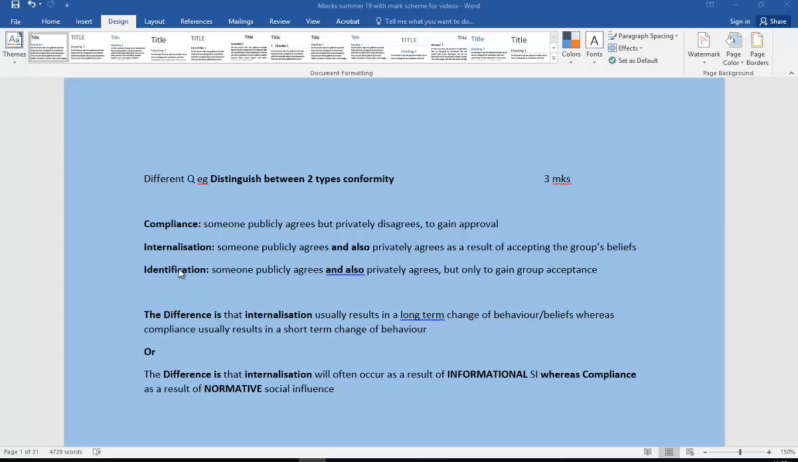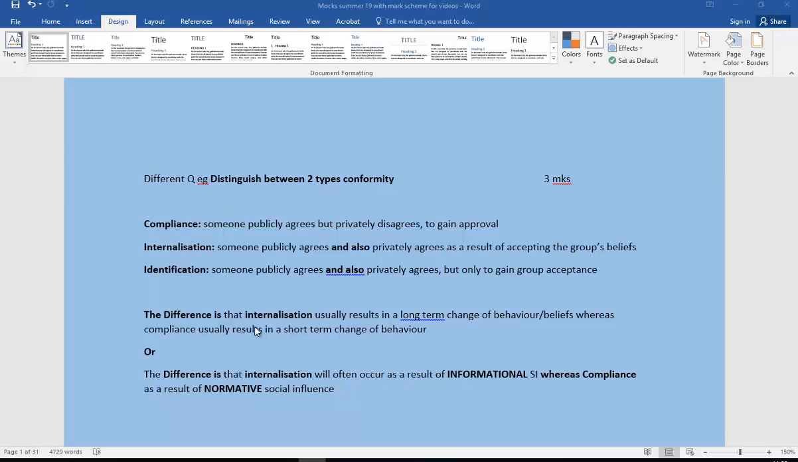And identification, if you were going to do a different one, someone publicly agrees and also privately agrees, but only to gain the group acceptance. The reason I put all three in there is because you might as well have all the three definitions. Okay, but this question would only require you to cover two of these, whichever two you prefer.